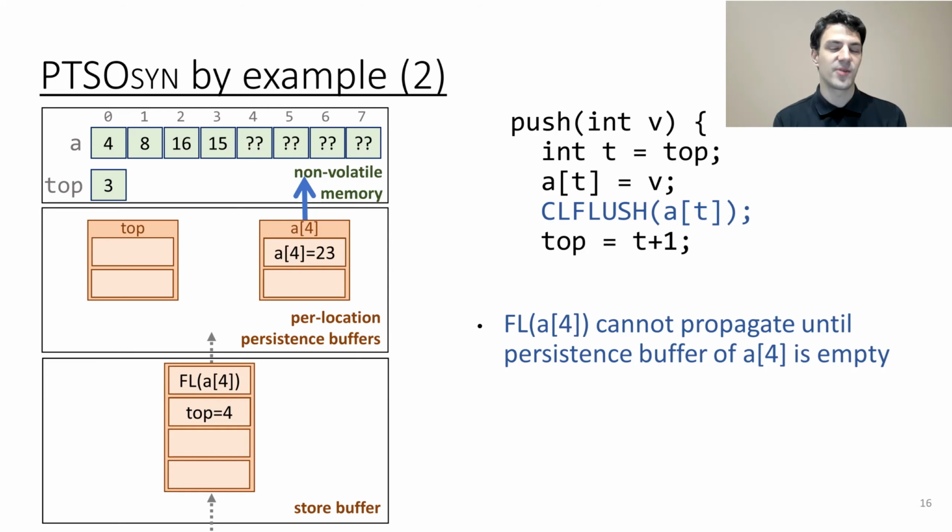So the only possible transition now is to persist the write to A4, which is what we do. And only then can we propagate this flush entry from the store buffer, as well as the write to the top. And in this way, we enforce the property that the write to the top reaches non-volatile memory later and preserve the invariant.